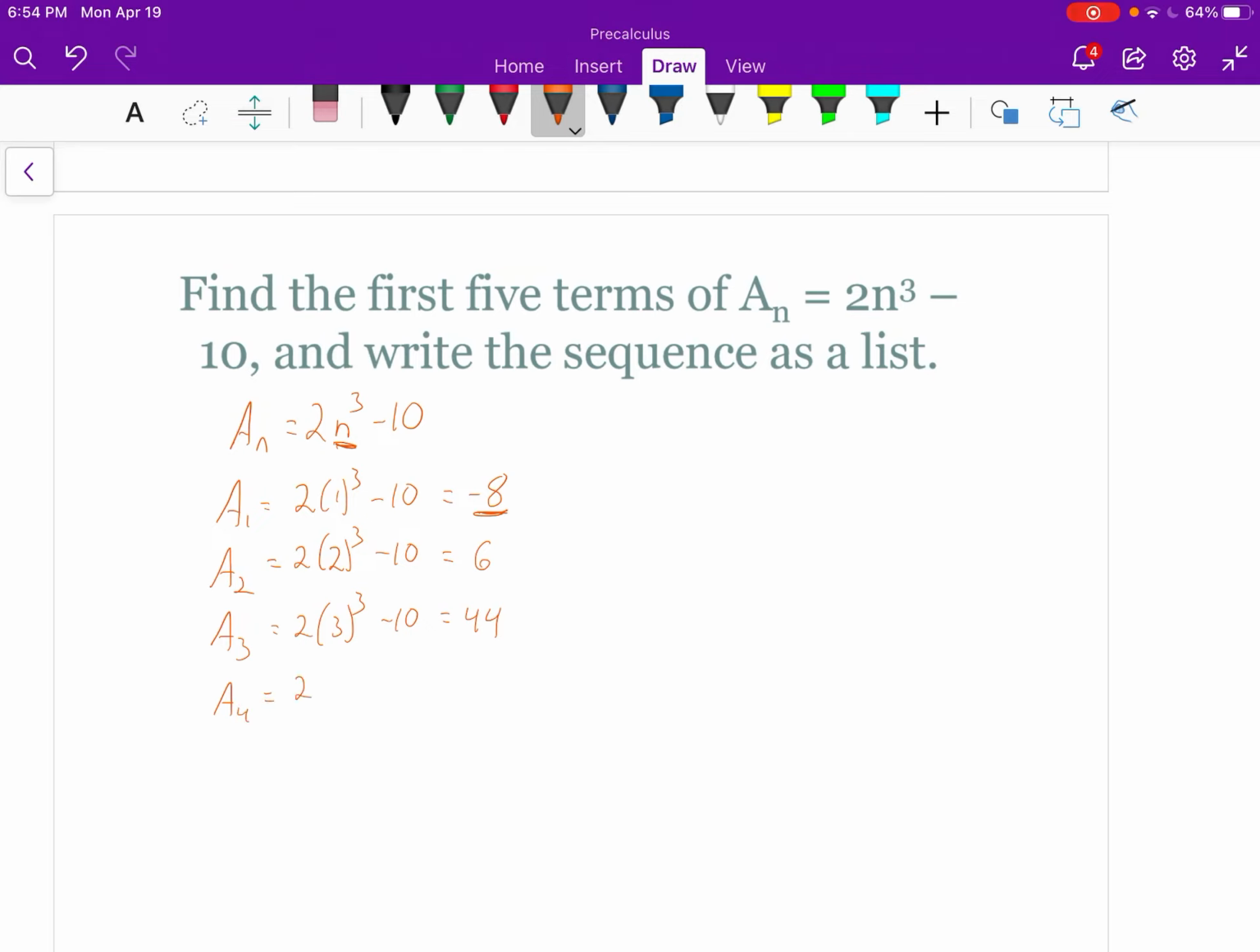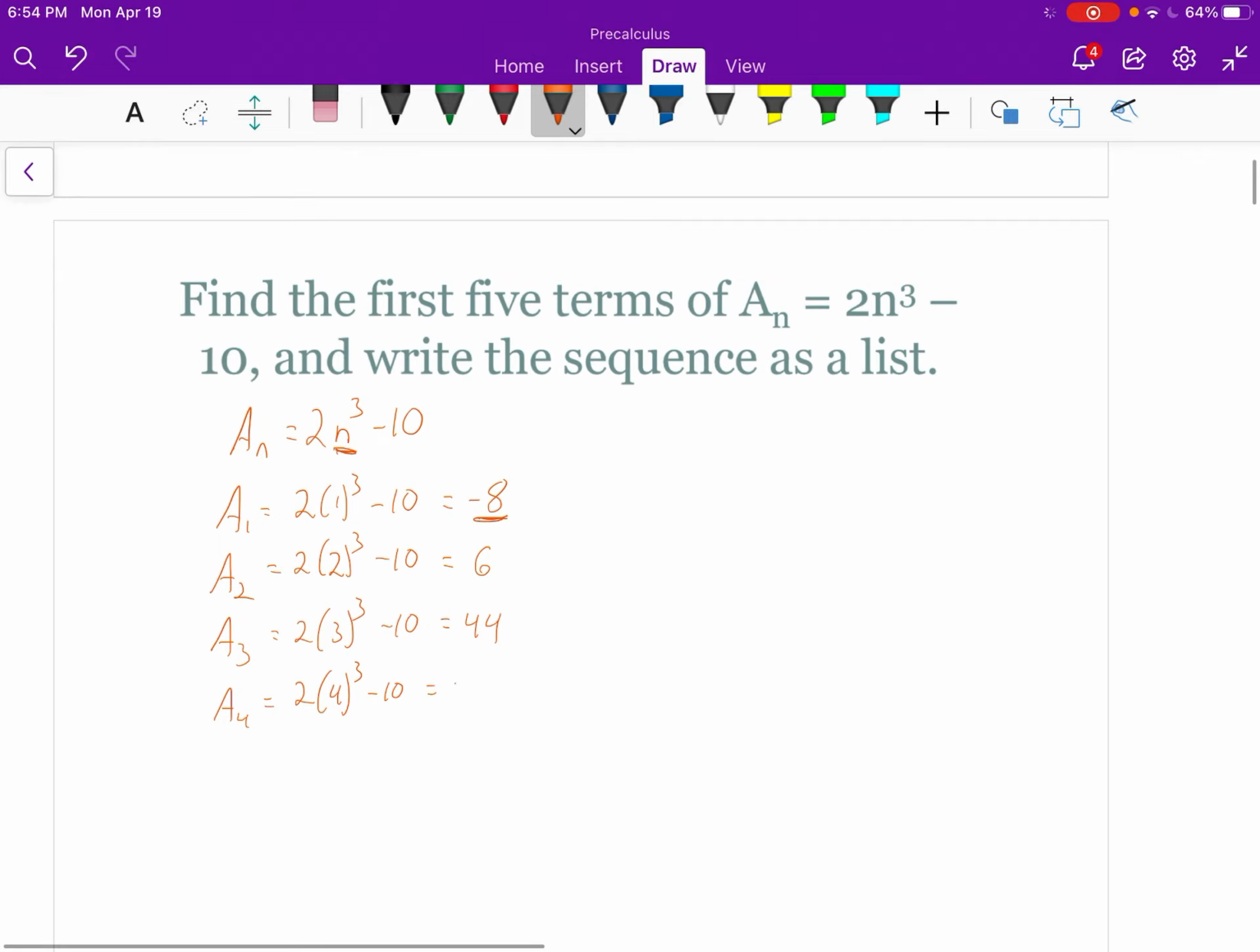Our fourth term, we want to put 4 in for n. 4 cubed is 64 times 2 is 128 minus 10 is 118. And finally, for this one, the fifth term is 5 cubed. Put 5 in, and you have 5 cubed. So 5 cubed is 125. 125 times 2 is 250, minus 10 is 240.